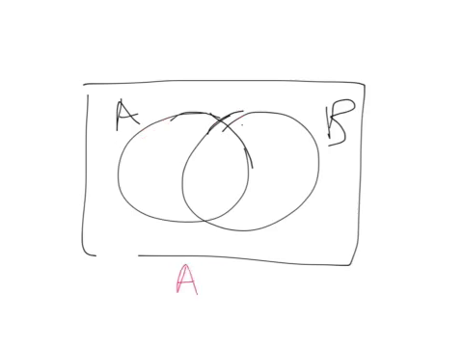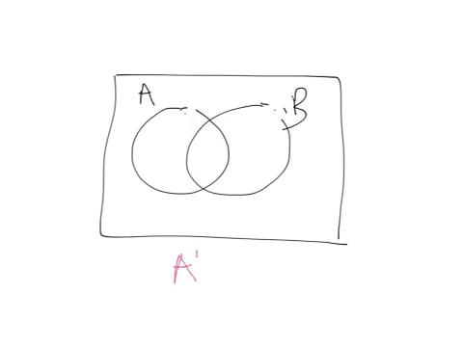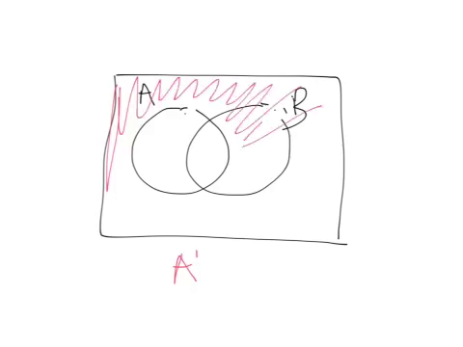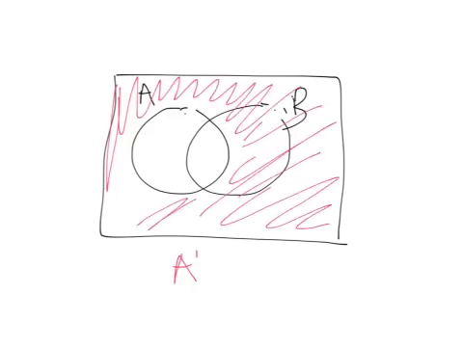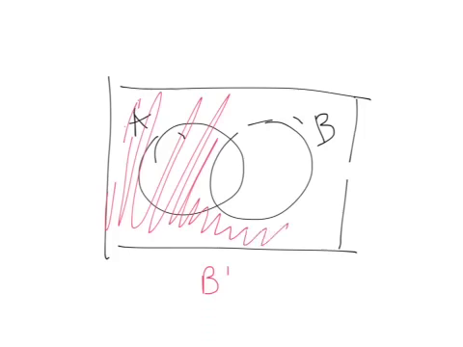A intersection B is only the bit where A and B are both happening, which is the intersection of these two circles, so this bit in the middle. A dashed means not A, so that is everything that's not in A. That. Not B is everything that's not in B, so everything outside the event B.